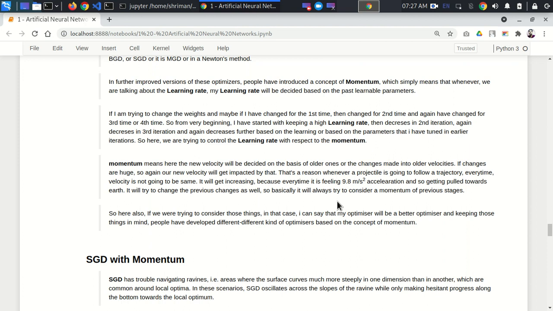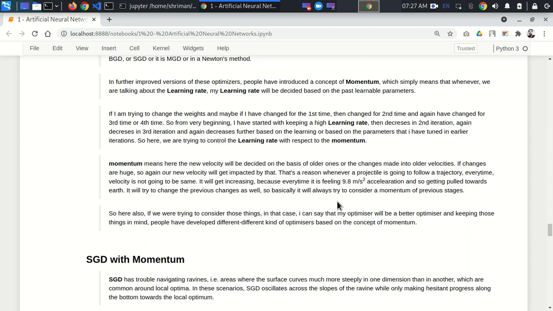Momentum means, in terms of physics, in a trajectory, that your new velocity will be decided on the basis of older ones. Whatever older velocity you are having, your newer velocity will get decided upon that one, and the changes made into older velocities. If the changes are huge, then our new velocity will get impacted by that.